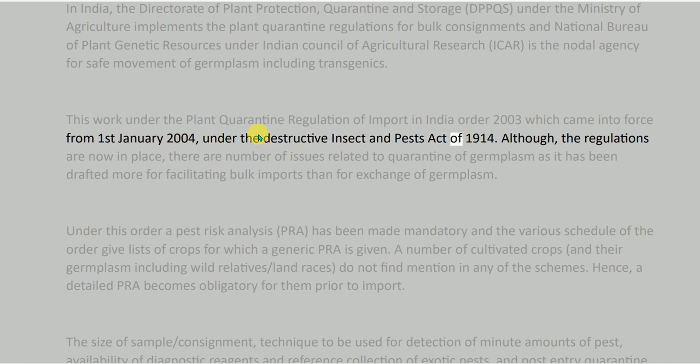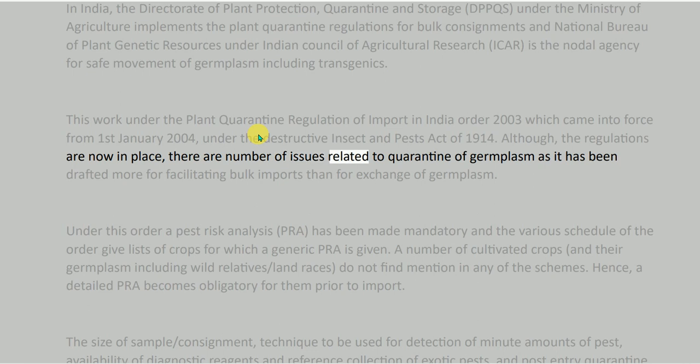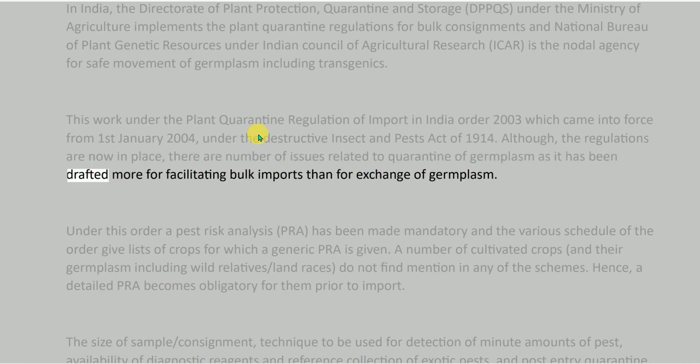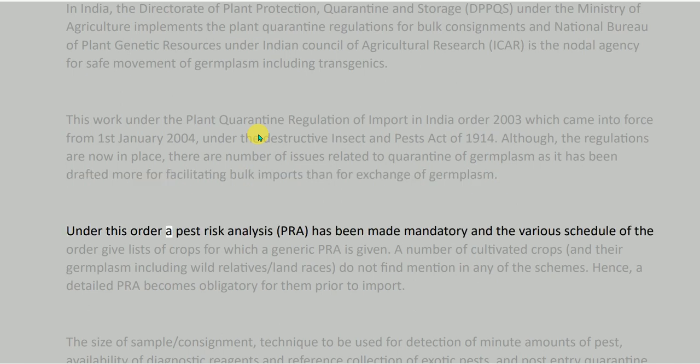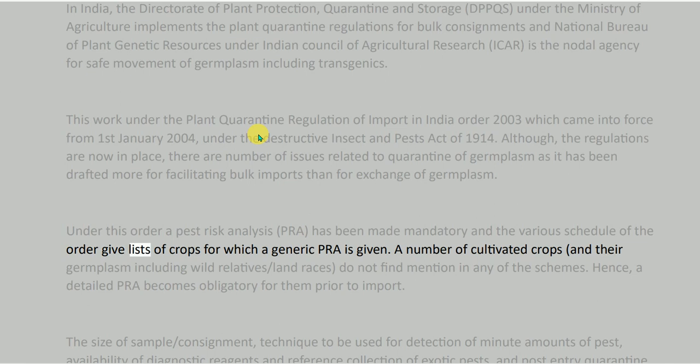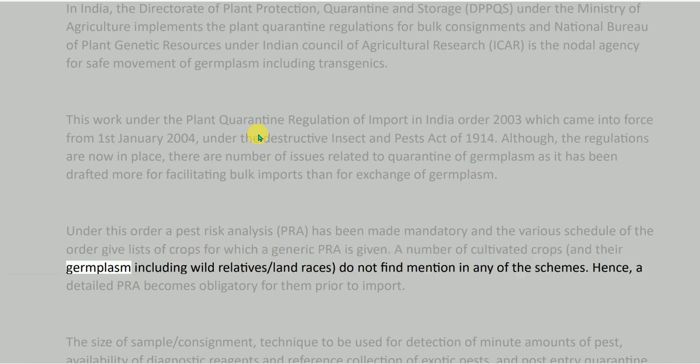Although the regulations are now in place, there are a number of issues related to quarantine of germplasm, as the order has been drafted more for facilitating bulk imports than for exchange of germplasm. Under this order a pest risk analysis, PRA, has been made mandatory, and the various schedules of the order give lists of crops for which a generic PRA is given. A number of cultivated crops and their germplasm, including wild relatives and land races, do not find mention in any of the schedules. Hence, a detailed PRA becomes obligatory for them prior to import.